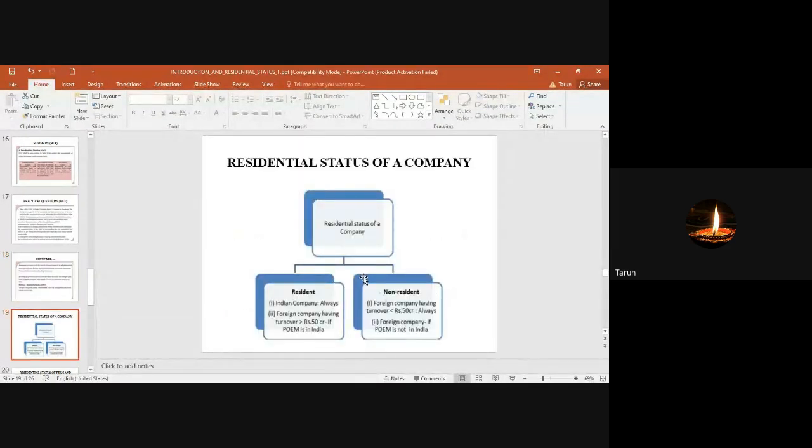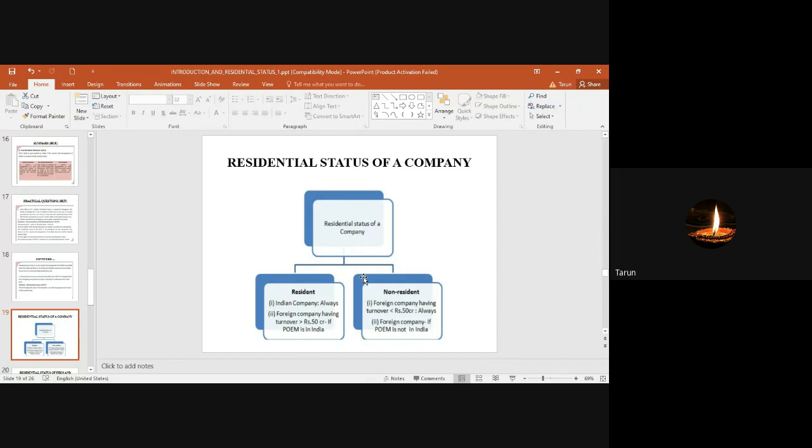Let's proceed to the residential status of a company. As I have already told you, when we talk about the residential status of a company, we always talk about whether a company is a resident or non-resident. So these are the particular categories. But now, in the case of a company, we have to define the turnover to decide whether it would be resident or non-resident, and the turnover is 50 crores, right?